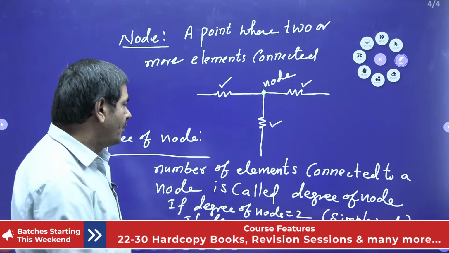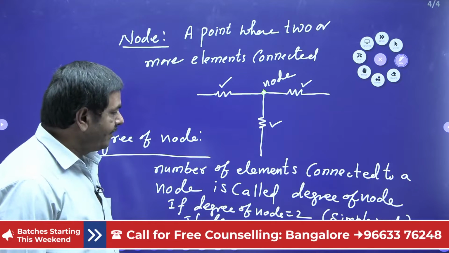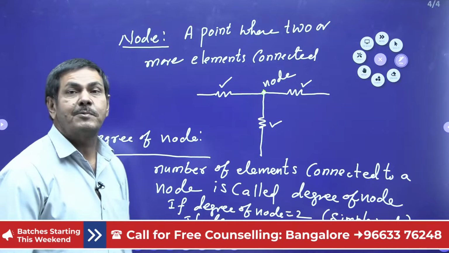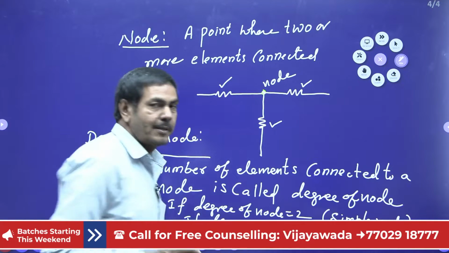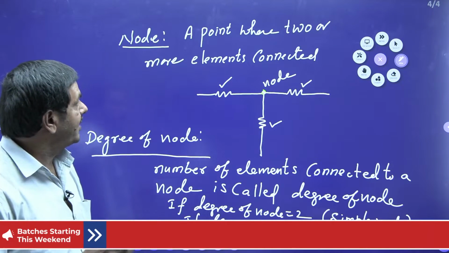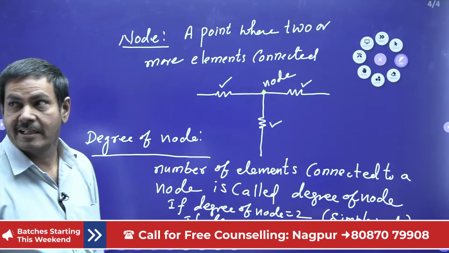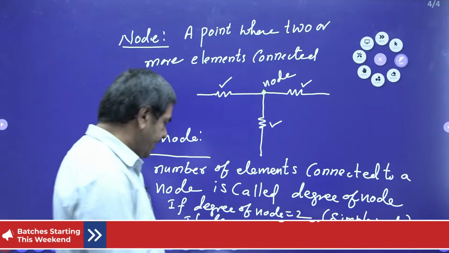If the degree of a node is 2, it is a simple node. If the degree of a node is greater than 2, it is called a principal node only, you can say. Like that, we can define this node. Understand my point now. I think the students got some idea regarding the node here. And now we can enter into the next point.